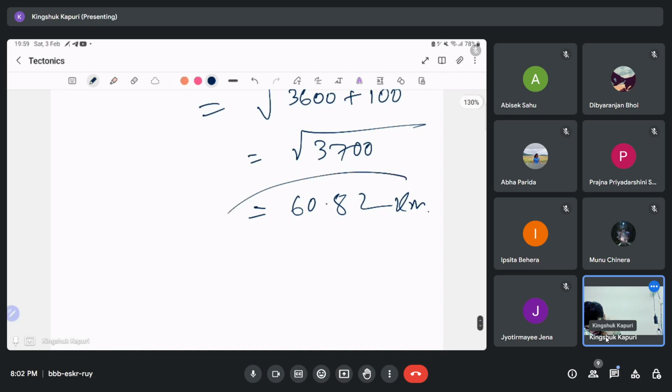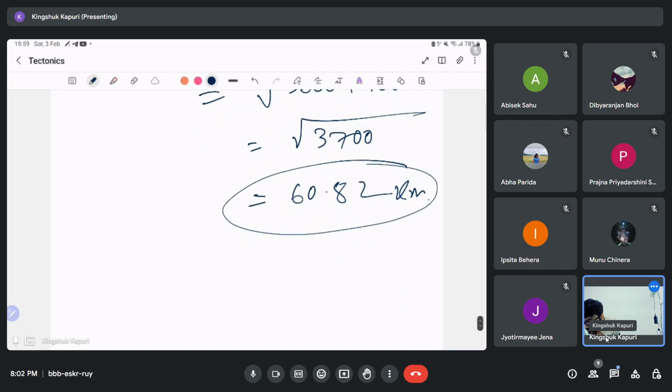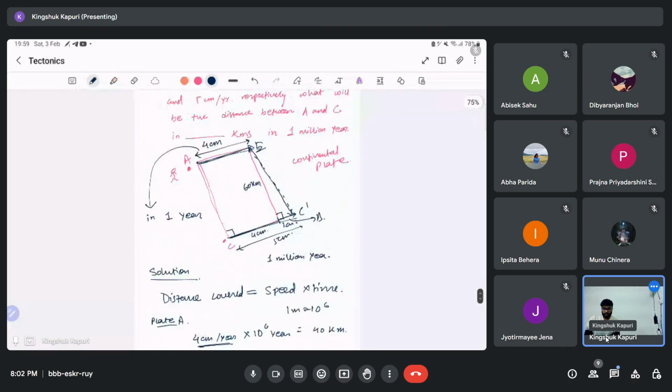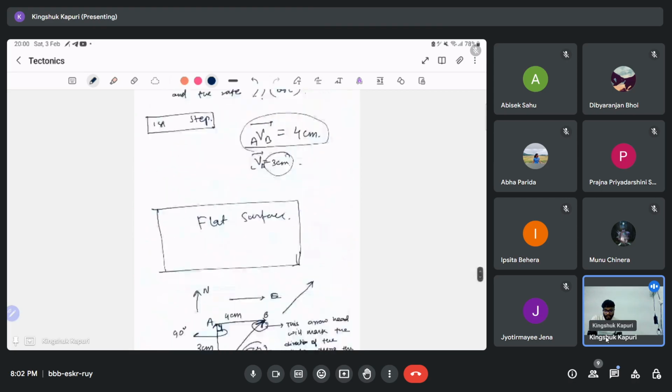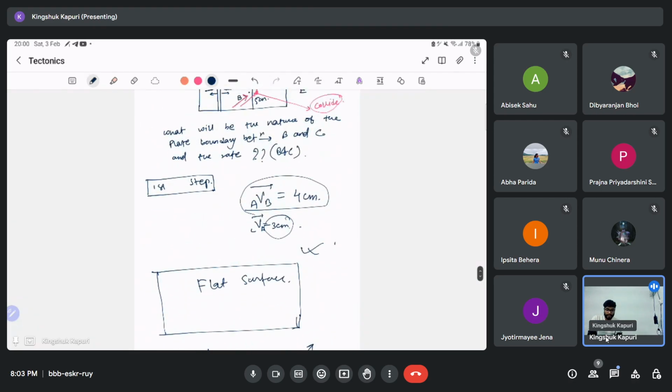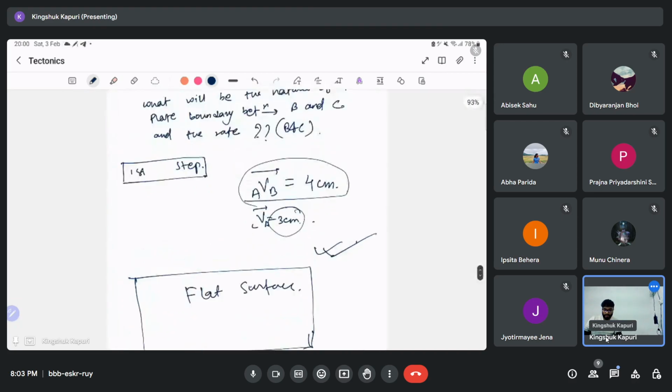So the average distance between A and B after the movement of the plates after 1 million years will be 60.82 kilometers. So I guess you can do this kind of problem, right? These kinds of problems are easy, and from basic vectorial addition and your use of the Pythagorean theorem, you can solve basic questions like this. You have to just revisit your concept about vector addition and the vectorial directional properties that I just showed you. From this kind of question, you will be able to solve any kind of question in your semester as well as in competitive examinations. Okay.